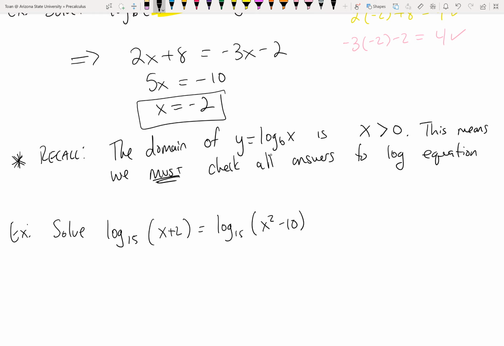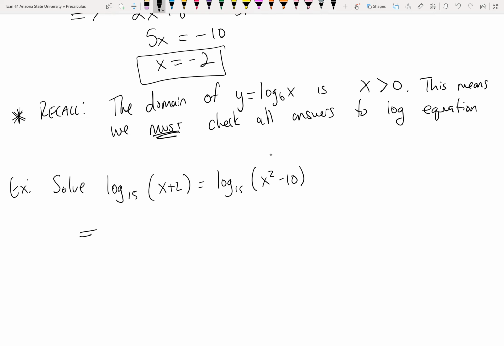Again, the logs are the same, so I can use an implication to say that the arguments are the same. Oh no, this is a quadratic equation, so I can't just simply solve for x. The technique to solve a quadratic is to get 0 on one side. So let's subtract the x and subtract the 2 over. That gives us x squared minus x minus 10.